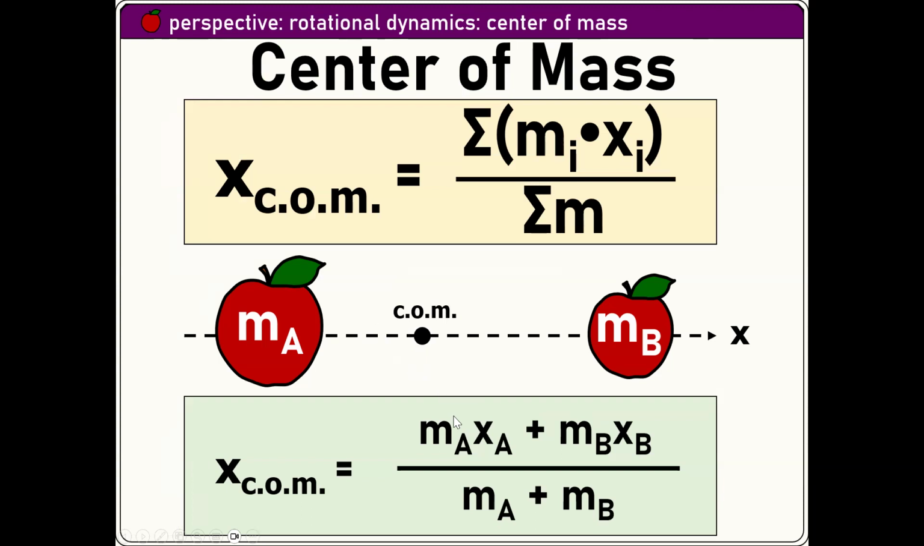All you do very simply is take a weighted average. Look at this. If I've got two masses on an x-axis, give mass A times its location plus mass B times its location, add all that up, divide by the sum of masses, and that gives you the average location. That's it. And this gold box at the top is the more generalized version of that.